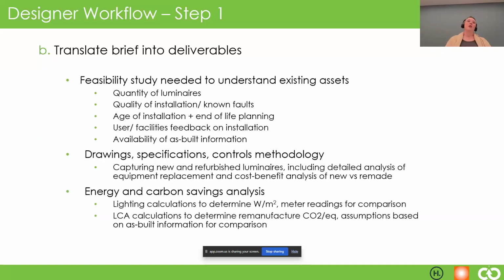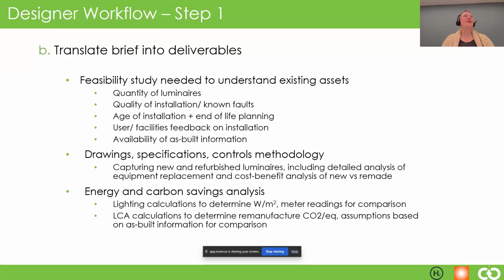So going through all of that, we've got to translate that brief into deliverables. So we want to decarbonize, we want to get an EPC-A rating. Number one, feasibility study. We needed to go on site. We had to have a look at what was there to understand what the assets are. And this is quantity of the fittings, quality of the installation, and known faults. Just because something's in an as-built and it's still standing doesn't mean it's going to be any good. Also doesn't mean it's going to be able to be repaired.